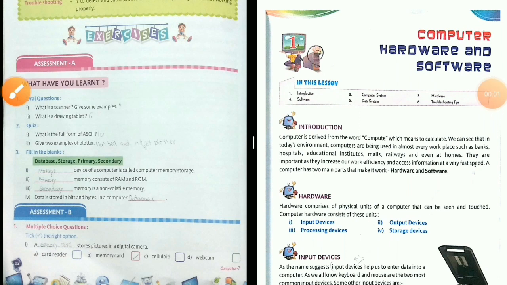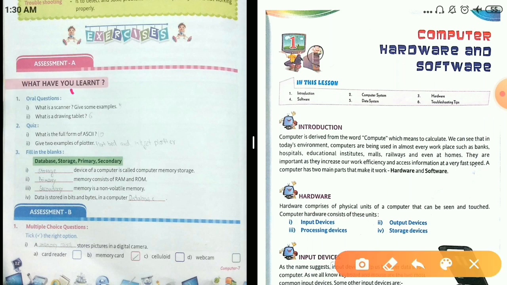So students, let us continue with your exercise portion. See, on the left-hand side you have your exercise, and on the right-hand side we have the PDF version of your book. So see, assessment A, your first one, oral questions we have. Now question number 1, see over here: what is a scanner? Give some examples. Now please take out any pencil and mark these answers.